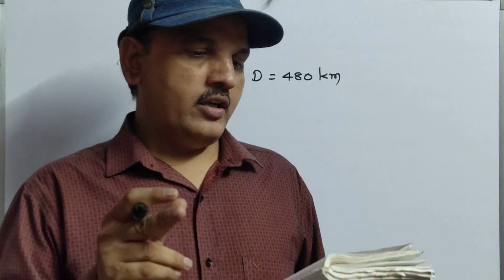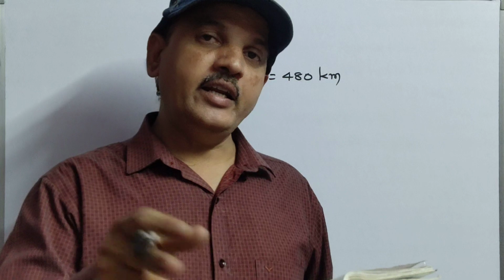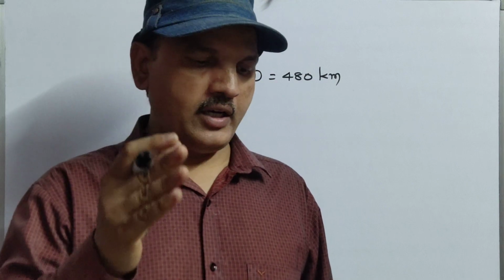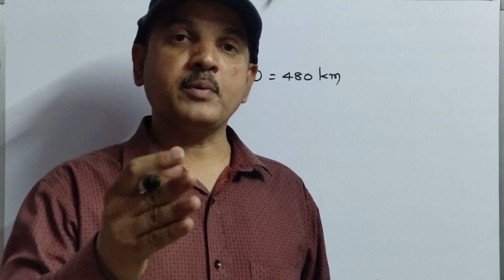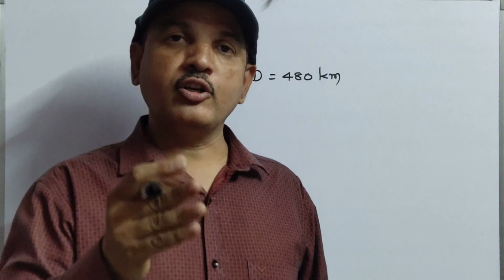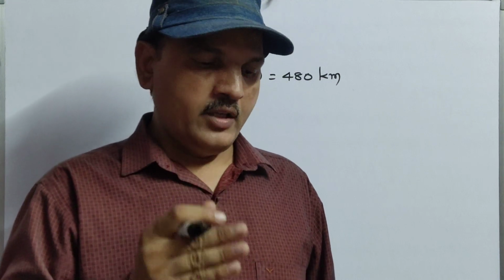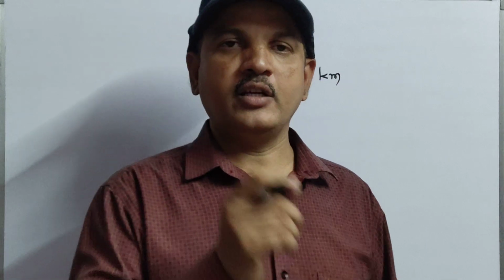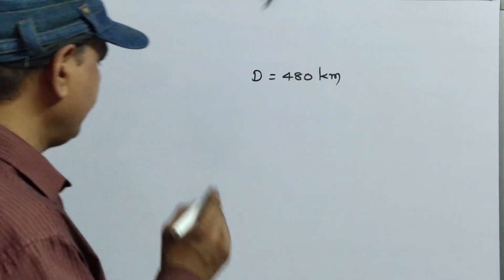If the speed had been 8 kilometers less per hour, in case the speed is reduced by 8 kilometers per hour, then it would have taken 3 hours more than the actual time. Listen very carefully, children.